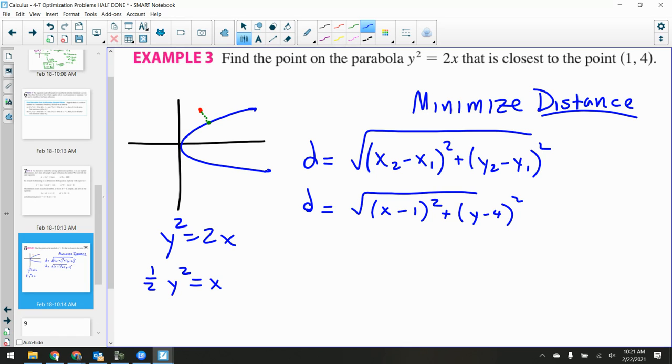So now I've got another equation that's already solved for x. Could I have solved this for y? Of course. I could have said y is equal to the square root of 2x, but I'm not looking to find any derivatives on a square root right now. I'd rather do it on y squared, honestly.